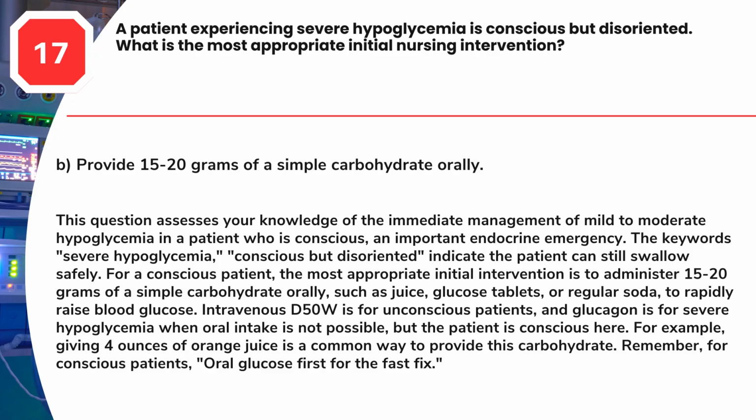Intravenous D50W is for unconscious patients, and glucagon is for severe hypoglycemia when oral intake is not possible, but the patient is conscious here. For example, giving 4 ounces of orange juice is a common way to provide this carbohydrate. Remember, for conscious patients, oral glucose first for the fast fix.